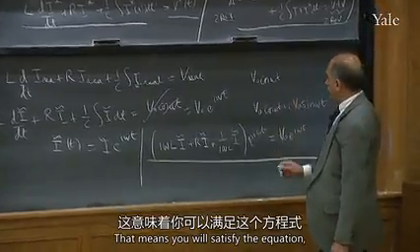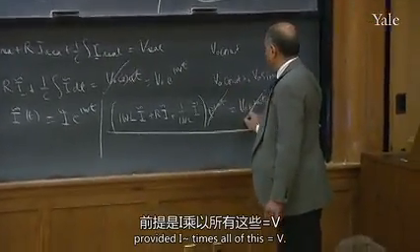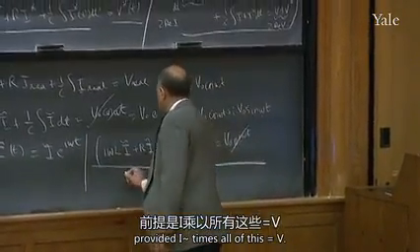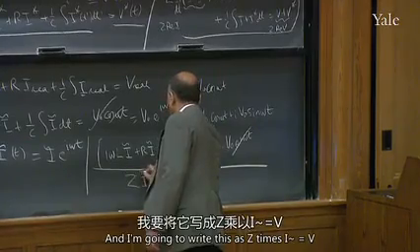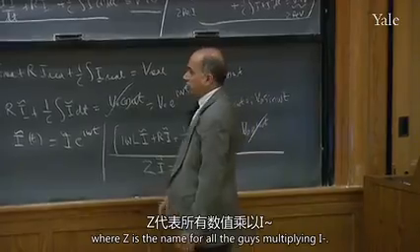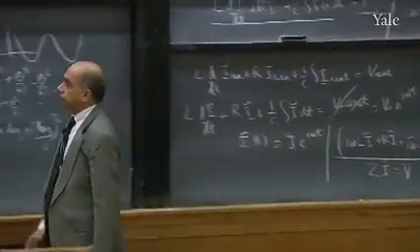That means you will satisfy the equation provided I twiddle times all of this is equal to V twiddle. And I'm going to write this as Z times I twiddle equal to V, where Z is the name for all the guys multiplying I twiddle. So I'll start with that here.